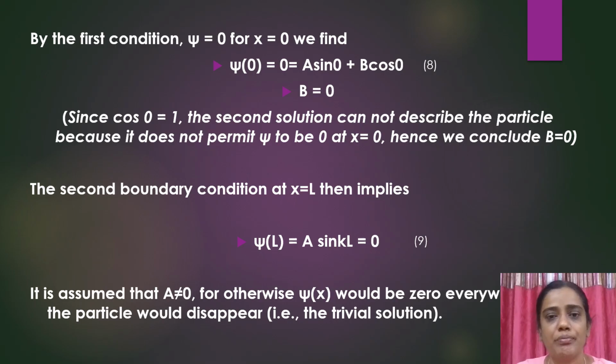When we apply the second boundary, we get psi of L equal to a sin KL. The second term becomes automatically 0 because we have assumed b to be 0. Now we can also assume a to be 0. But if we assume a to be 0, psi of x would be everywhere 0 and the particle would disappear. It will give us a trivial solution. Therefore, in this case, we are assuming a is not equal to 0. Therefore, psi of L is equal to a sin KL.